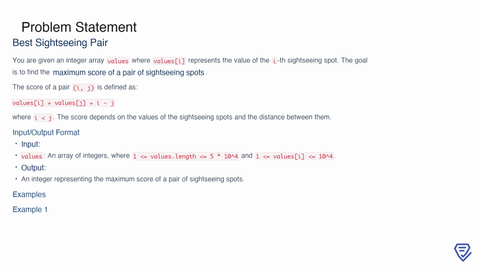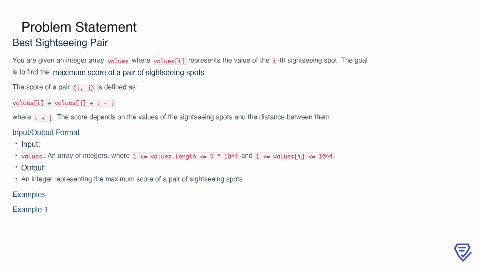You are given an array of integers called values, where each element represents the value of a sightseeing spot at a particular index. The goal is to find the maximum score for a pair of sightseeing spots. The score for any pair of spots, indexed as i and j, is calculated using the formula values[i] + values[j] + i - j, where i must be less than j. This formula incorporates both the values of the spots and the distance between them, with the subtraction of j - i accounting for the distance penalty.